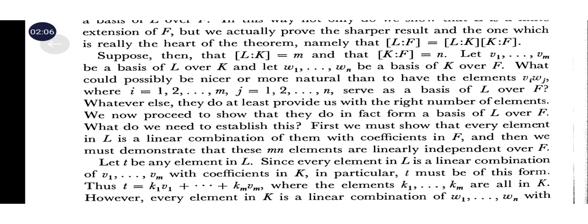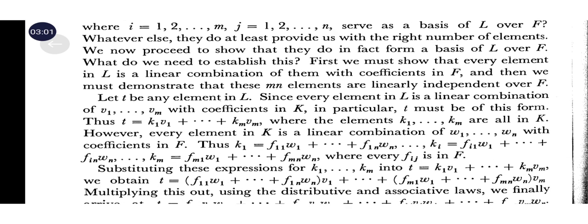Suppose that [L:K] = m and [K:F] = n. Then let V1 to Vm be a basis of L over K and W1 to Wn be a basis of K over F, where i is from 1 to m and j is from 1 to n. Now our claim is, what should be the basis of L over F? For that, first we must show that every element of L is a linear combination over F. So we demonstrate the dimension of L over F must be mn elements which are linearly independent over F.